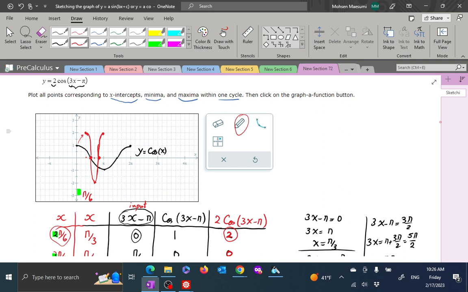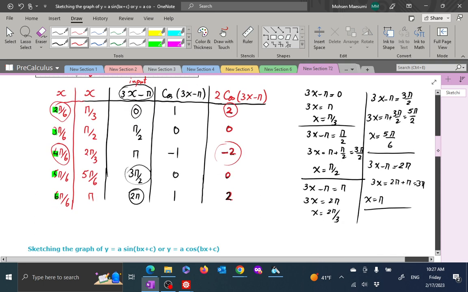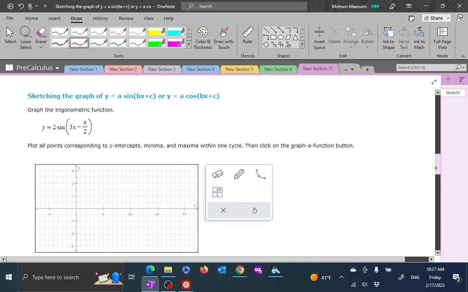So what we have now is 2 cosine of 3x minus pi. This is the graph of that one. The amplitude is doubled, but more importantly, we have some sort of a compression and we have some sort of a shift. And I hope you figure that out by the second half of this lecture. Okay, let's go to the next problem.